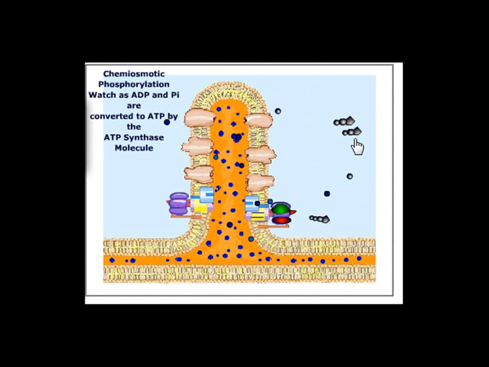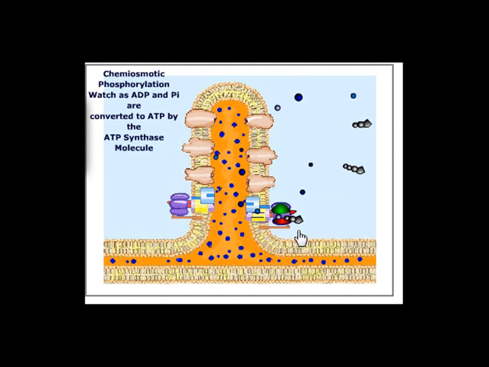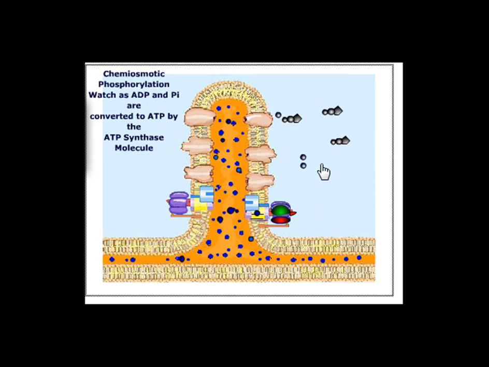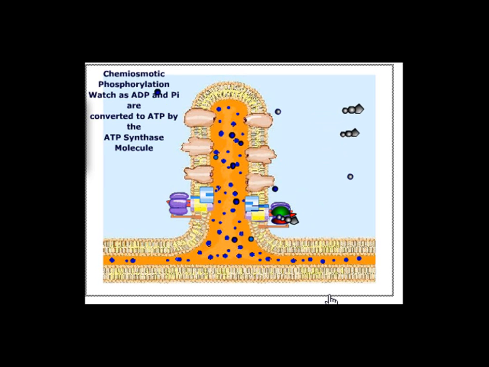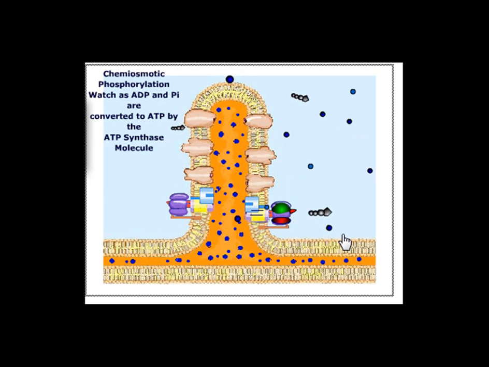If we look here, we can see an ADP molecule and an inorganic phosphate molecule. They enter into the enzyme. As the hydrogen comes across, it allows it to come back out in the form of ATP. Watch closely again as that happens. The ADP and inorganic phosphate both join into this enzyme together. The hydrogen ion spins it, and out comes ATP. Phosphate, ADP, out comes ATP.